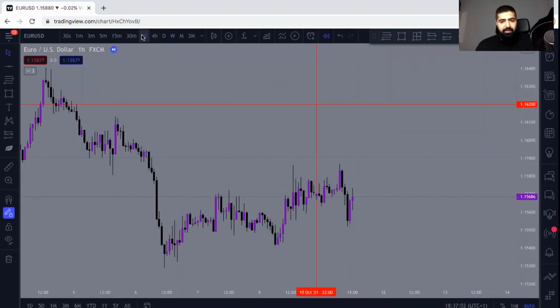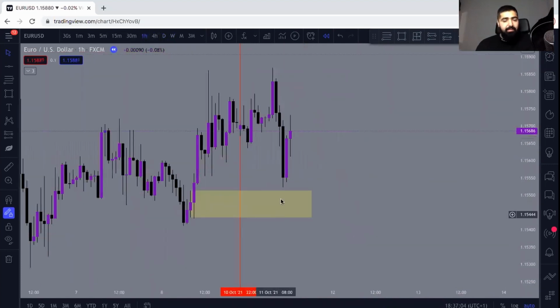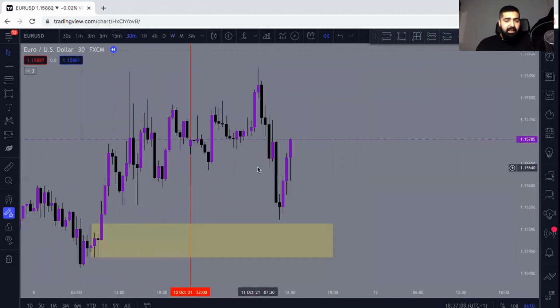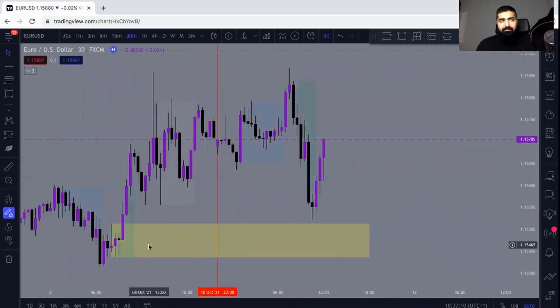Going back to where we were though, sorry. So yeah, we had this 1 hour block. You can see that price came just shy of it. If we come down lower as well, we can see that price didn't really give us much else to work off for now.